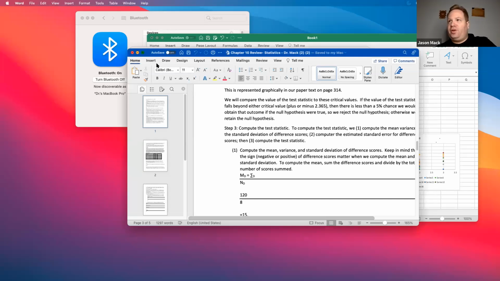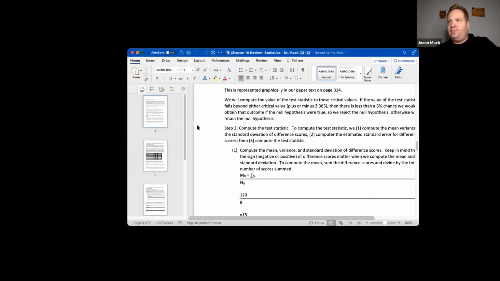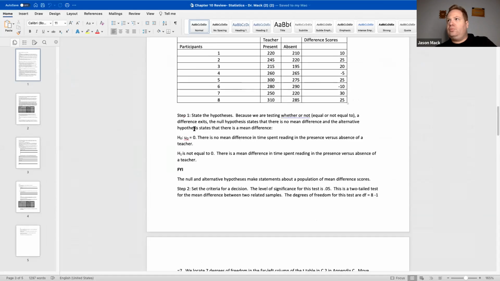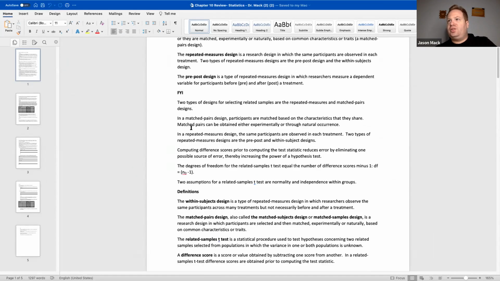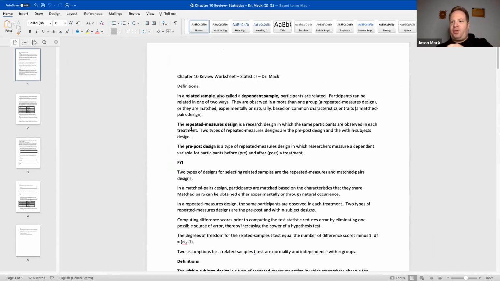All right, so this is a chapter 10 worksheet review. So let's walk through this a little bit. You can see my screen all right, if you can. So a couple things, let's start with going over some vocabulary.